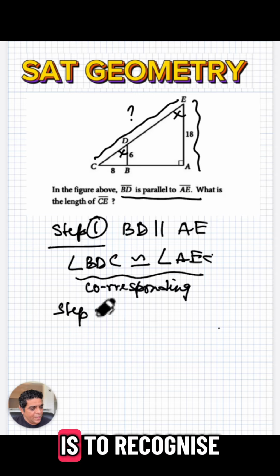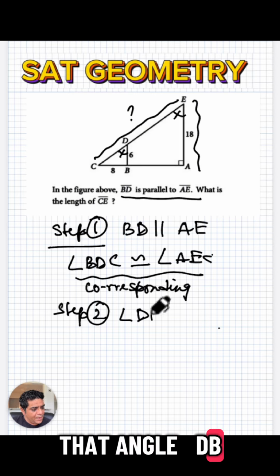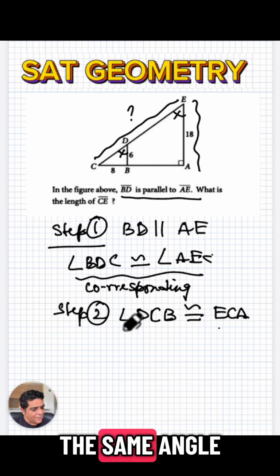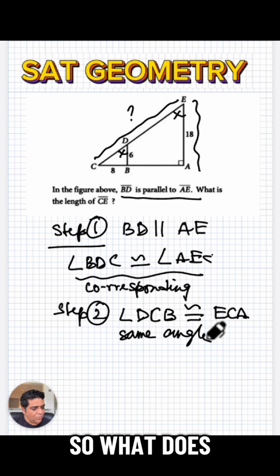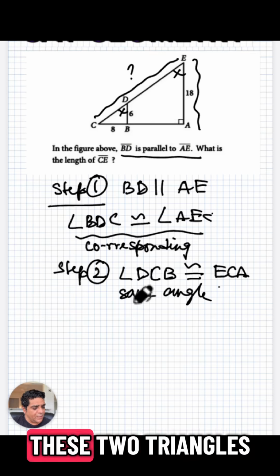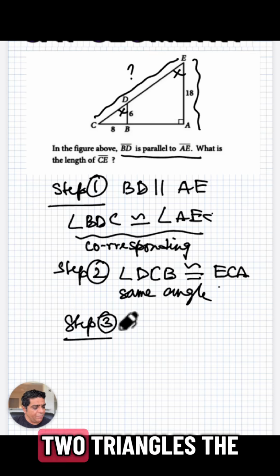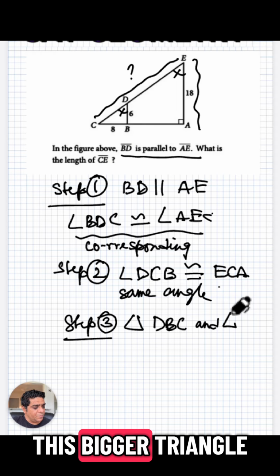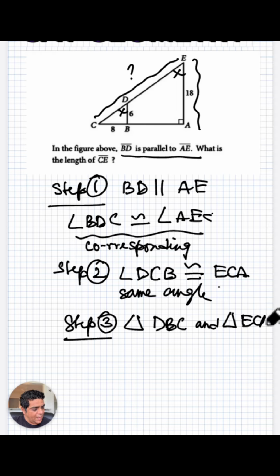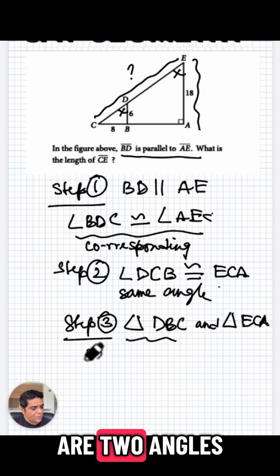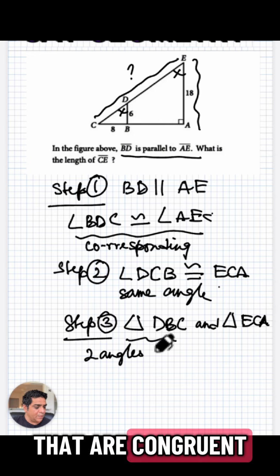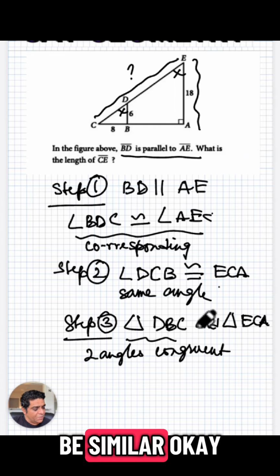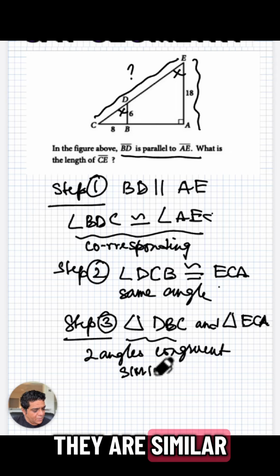So step 2 is to recognize that angle DCB is of course going to be equal to angle ECA because it's the same angle. So what does that give us now? Within these two triangles, we have triangle DBC and this bigger triangle ECA. We are seeing that there are two angles of each triangle that are congruent, which means that those two triangles are going to be similar. Okay, they are similar triangles.